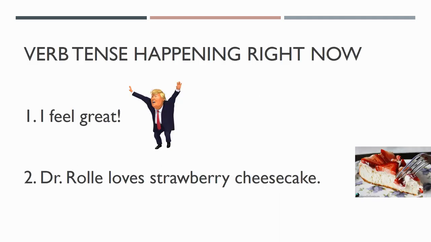Now here are two examples where the verb tense is happening right now. Can you read the first one for me? Come on, you can do better than that. That has an exclamation mark at the end. Read that one more time. I feel great. Yes, and number 2, Dr. Roll loves strawberry cheesecake. So in these two sentences, notice number 1, what's the verb there? Feel. Excellent. And number 2, loves. Those verb tenses are happening right now.